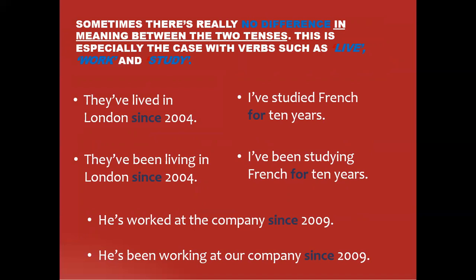Sometimes there's really no difference in meaning between the two tenses. This is especially the case with verbs such as live, work, and study. It means these three verbs can be used in the present perfect and the present perfect continuous with no difference in meaning. Example, they've lived in London since 2004, or they've been living in London since 2004. These two examples are the same because the word live can be used in the present perfect simple or the present perfect continuous.